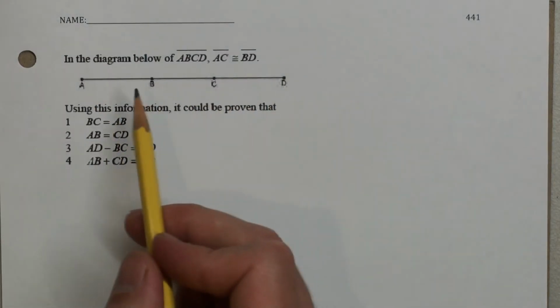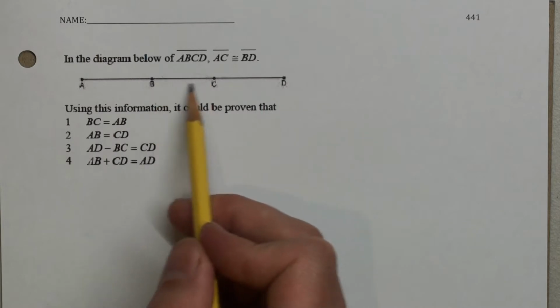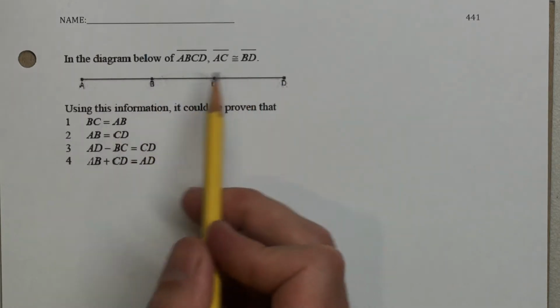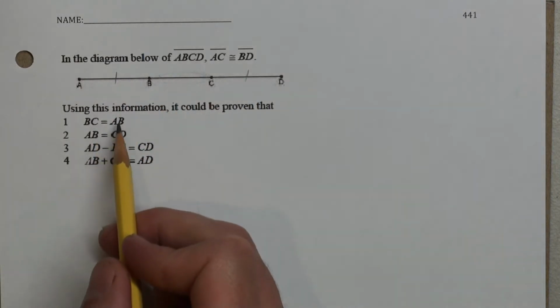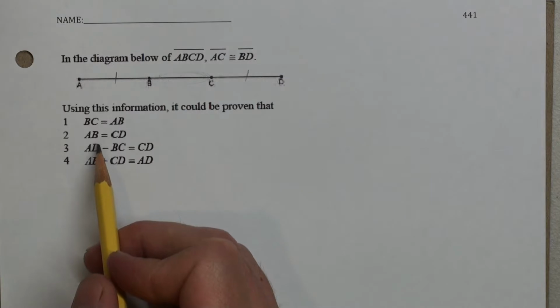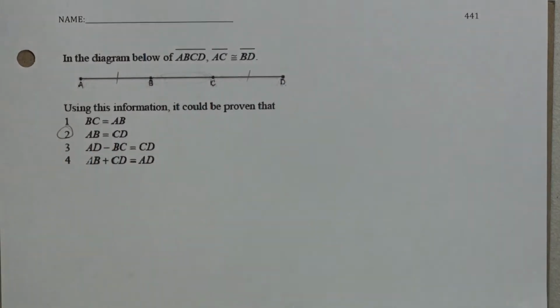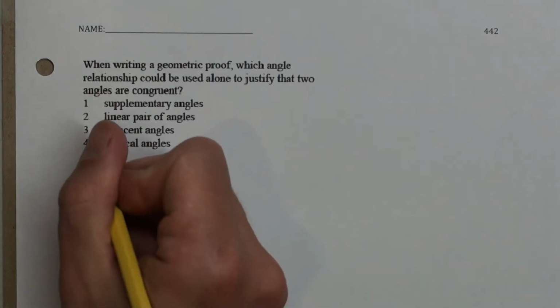We have this line, AC is congruent to BD, so this piece is obviously, if we subtract this piece from both, these two are congruent, so AB and CD are congruent. And one of them probably says that. There, AB equals CD. When writing a geometric proof, which angle relationship could be used alone to justify that two angles are congruent? Vertical.